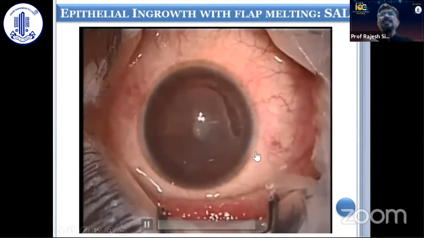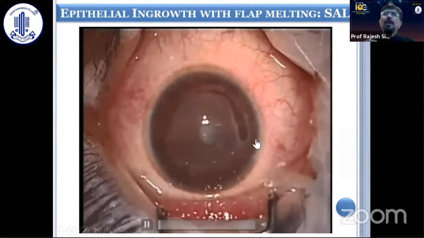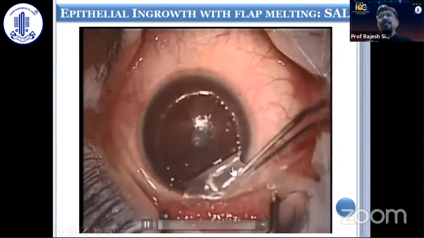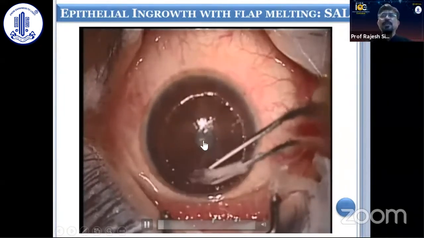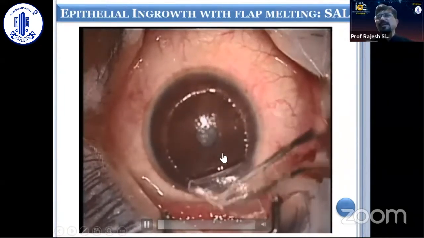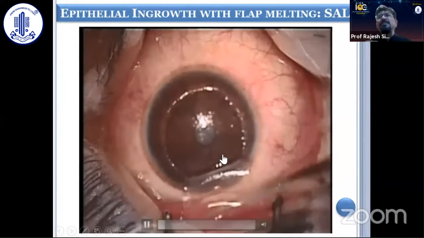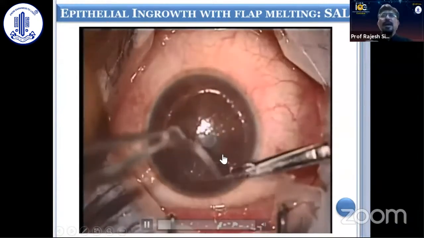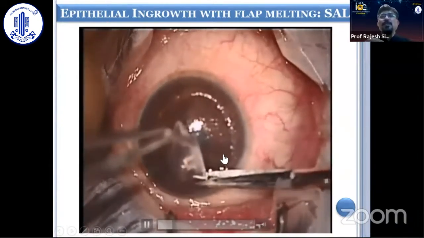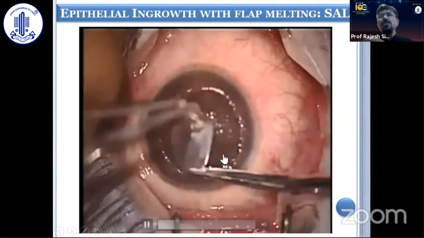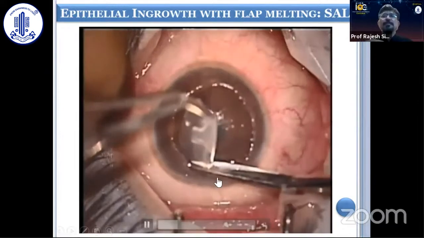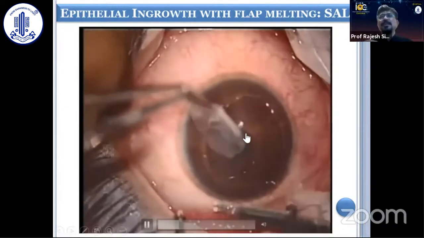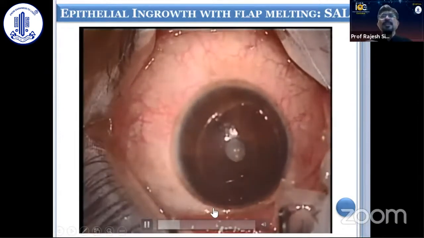If there is a flap melting like this, then there are two options. Either you amputate the flap after, of course, removing the epithelial ingrowth. You amputate the flap because you can't leave the same flap, as there will be recurrence of epithelial ingrowth. And if you have a facility of a donor lenticule, then you can also do a superficial anterior lamellar keratoplasty. So this patient came to us, and then the flap amputation was done.